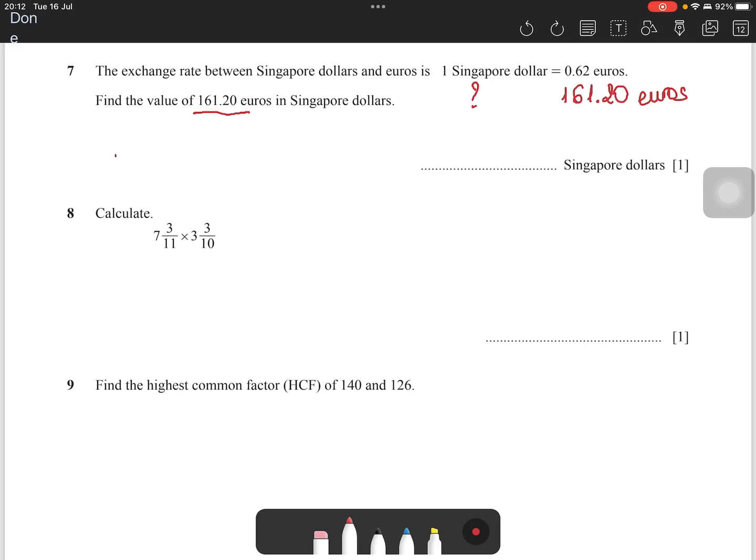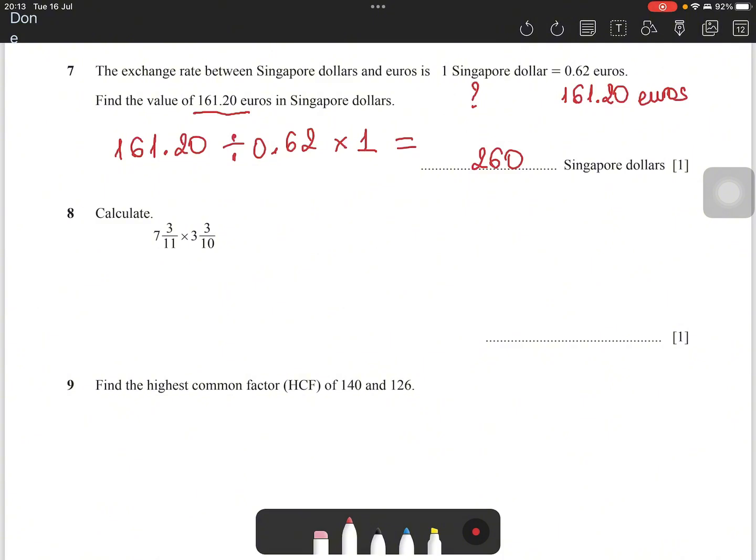To do this, we'll divide 161.20 euros by 0.62 euros. And then you can also say you multiply by 1, or you can skip this step. And the answer is 260 Singapore dollars.